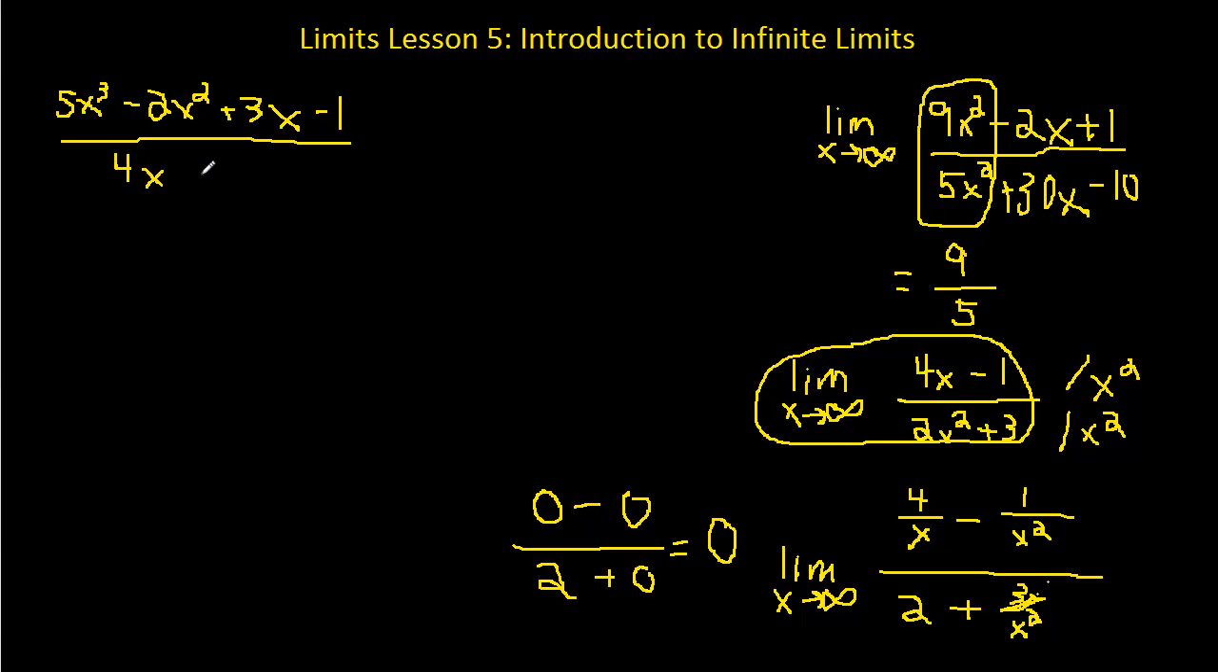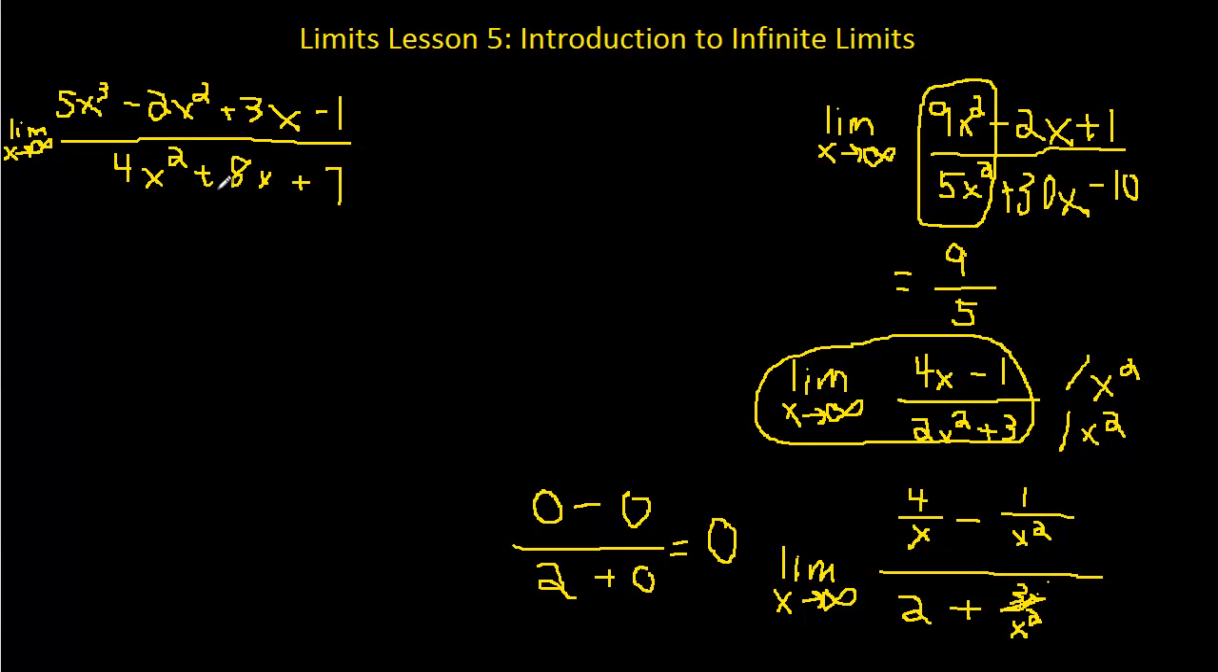4x squared plus 8x plus 7. Okay, that's good. Alright, and I didn't put this in yet. This is really important. Can't leave that out. Limit as x goes to infinity. Okay, so what we do now is the same thing we did over here. But instead of dividing by the largest, we divide by the largest on the denominator.